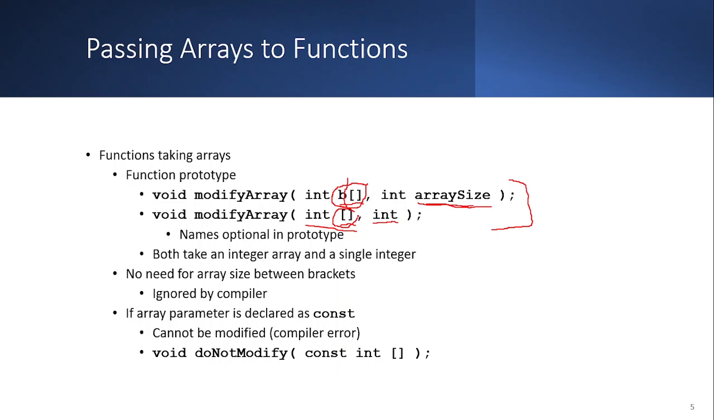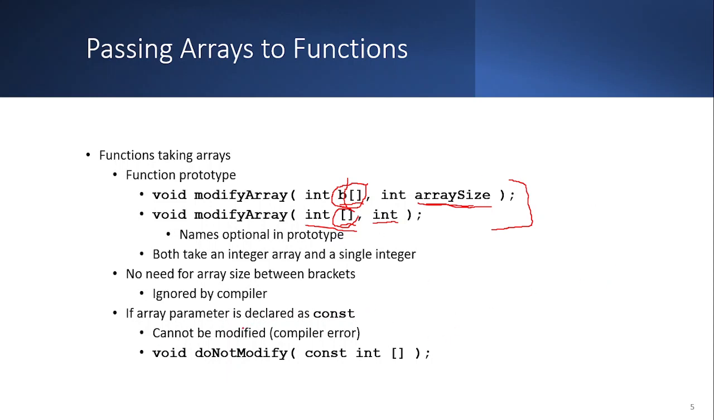What should be the size here? You don't need to specify that. But if it is a multiple subscripted array, then you need to specify the size for at least one dimension. Usually that is the second dimension or the second subscript. We'll talk about that when we talk about multiple subscripted arrays. But right now, this is what it is. You don't need to specify the size here in the prototype. Even if you specify it, the compiler ignores it. You can change it later on.